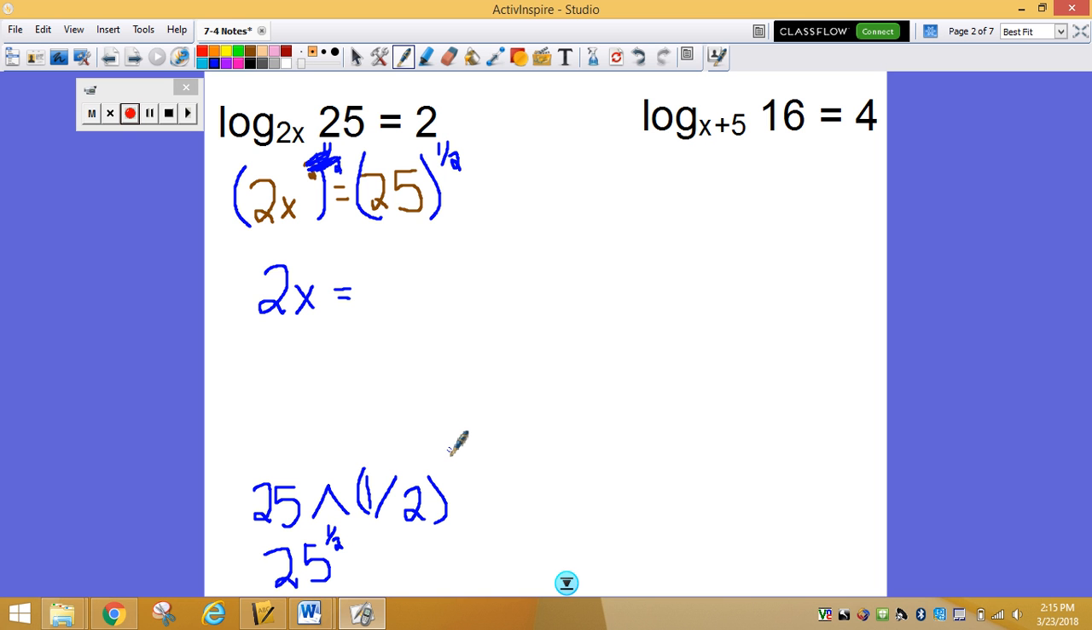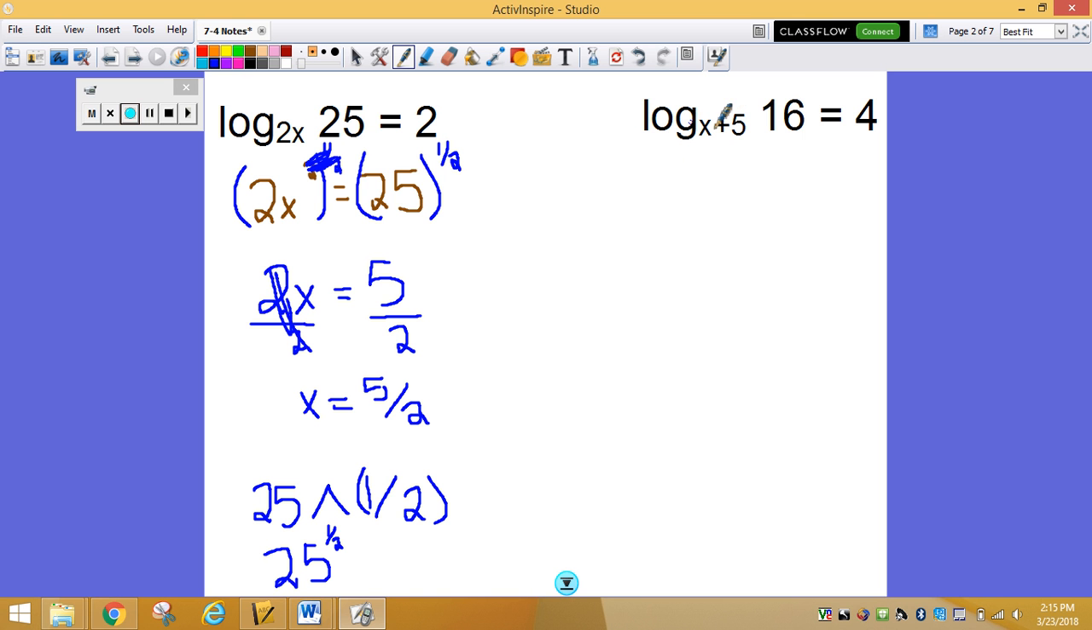You don't have to do parentheses. But anyway, 25 to the 1/2, hopefully you typed it in right and got 5. 25 to the 1/2 is 5. Now, y'all, this is easy. This is like a 6th grader equation that they can solve. We're going to divide by 2 on both sides because the opposite of multiplying is dividing. And x equals 5/2.